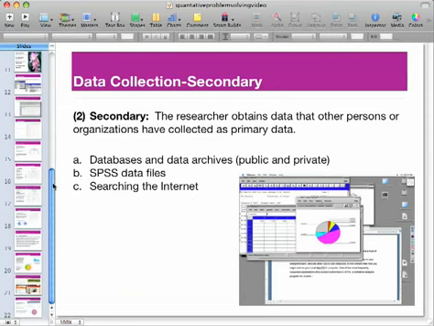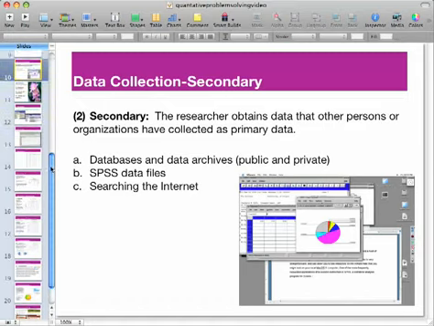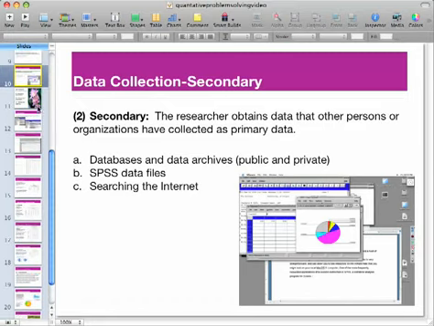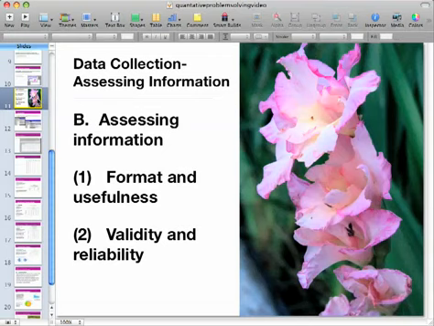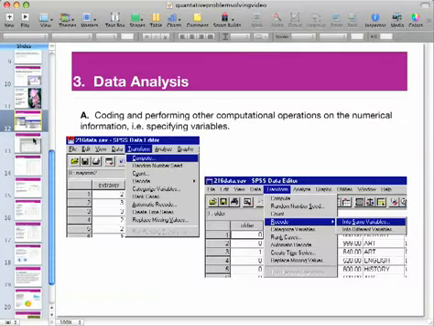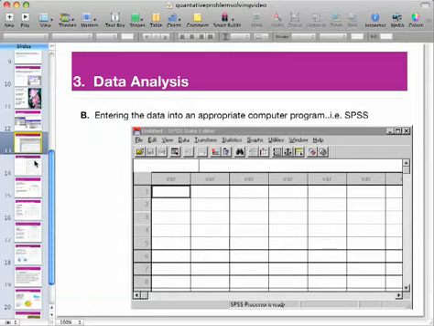Secondary data, what we'll look at is from different sources such as census.gov, SPSS data files that I have for you, and also sometimes searching the internet you can come up with other data files. We're going to look at how to collect data, information, and most importantly, the validity and reliability of data that you collect.